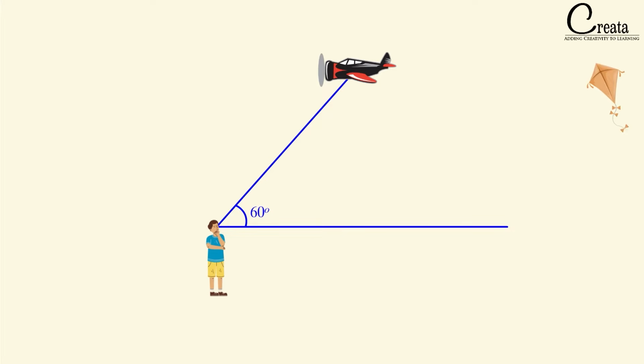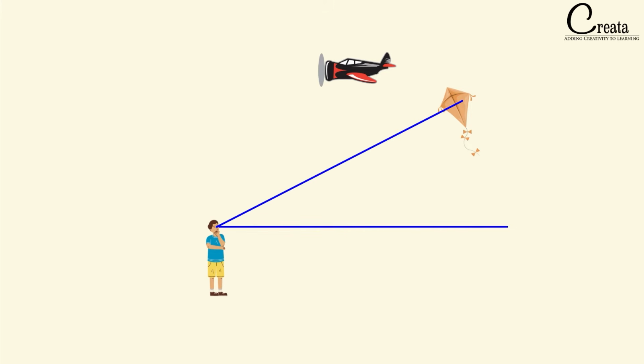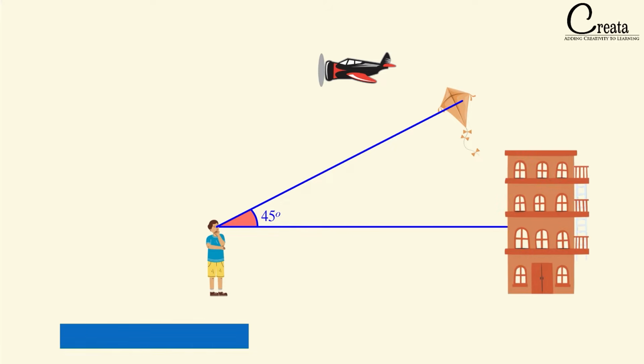Further, a kite is also flying in the sky. That person shifts his vision from the plane to the kite. Now our angle of elevation has been changed. This angle is 45 degree. So we will say the angle of elevation in case of the kite is 45 degree. Got it? Further, next to that person, a building is also there.